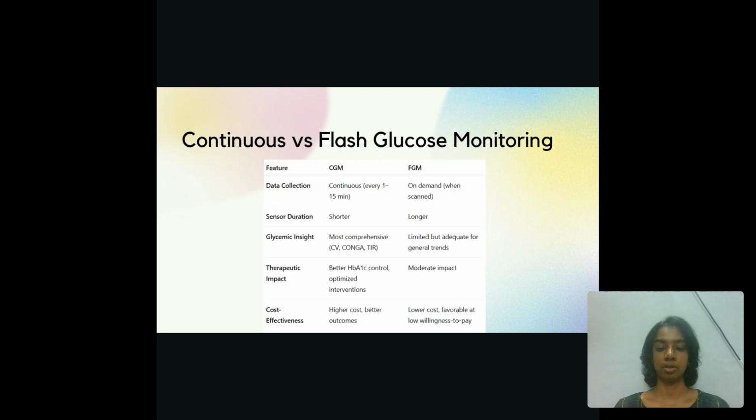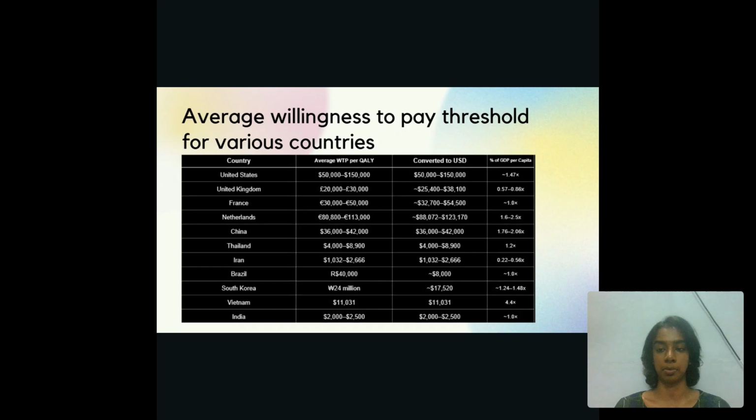Now we're going to move on to a part in our presentation which is full of figures, but I'll try to simplify it as much as possible. We're going to start with the average willingness to pay thresholds. This slide reviews the concept of willingness to pay, or WTP, for health interventions. Each country has a specific WTP threshold, often based on the GDP per capita, that guides whether a health technology is considered cost effective or not.